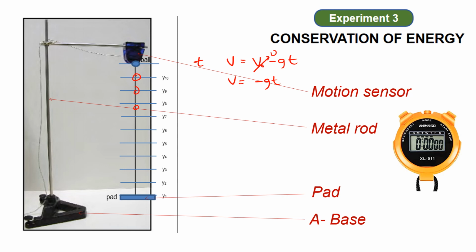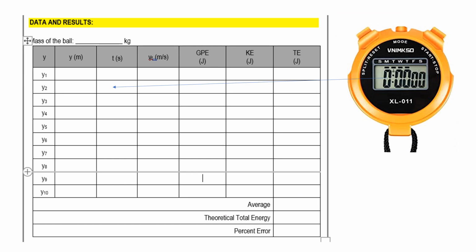Okay, so here we need to compute the gravitational potential energy, kinetic energy, and also the total energy, in which the time will be used to compute the final velocity. Again, the final velocity is simply equal to negative gt. The g here is constant, that is 9.8 meters per second squared, and the time here is the measured time. And for y, we started at 2 meters, then 1.8, 1.6, and lower.